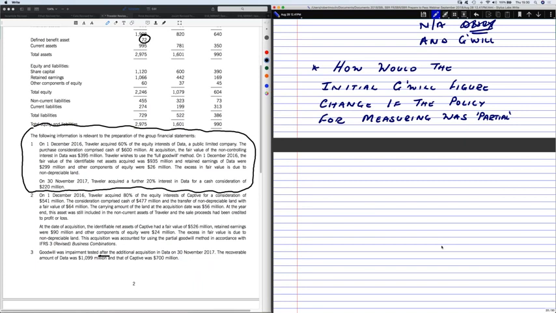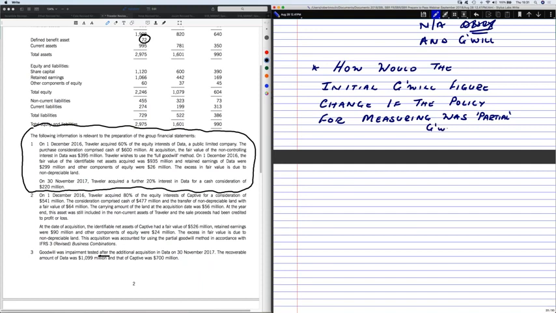I don't want you to do this now, please. I want you to think about this overnight. How would the initial goodwill figure change if the policy for measuring goodwill was partial? Does that question make sense, everybody? I know I've made a bit of a hash of writing it down for you, but does that question make sense? Okay.